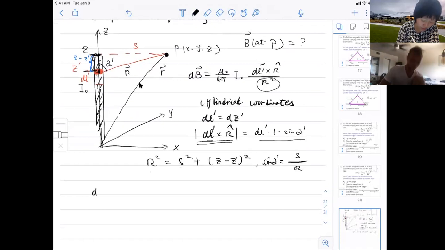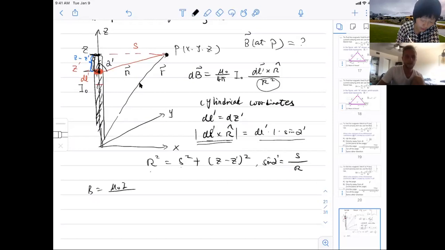Okay, so dB. You can see my B, no matter where your chunk is, is always in the Z direction. And no matter what you do with the cross product, your B is always pointing into the page. So my B is all in the same direction. I don't have to worry about breaking it down into components. I'm ready to do my integration.